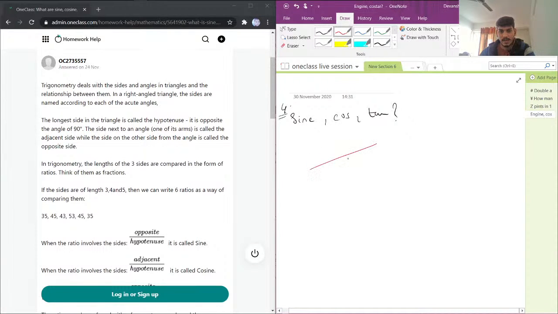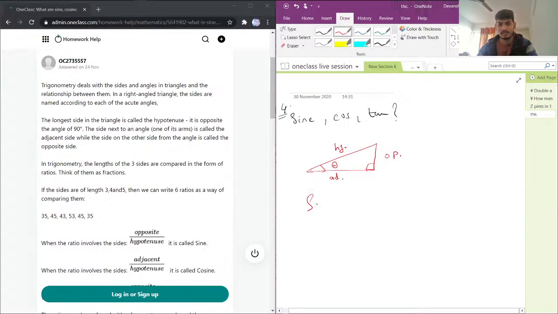So basically, if we have a right angle triangle, this is 90 degrees. Let's say this angle is theta. Let's say this is the opposite side, this is the adjacent side, and this is the hypotenuse. So basically sine, cosine, and tangent are trigonometric ratios, and they give the ratio of two lengths for a particular angle, for a right angle triangle.